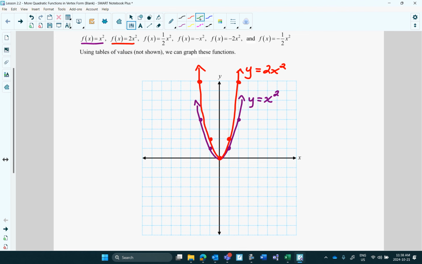What about half x squared? Well, again, starts at 0, 0. I go 1 across each way. How much do you think I'm going to go up? Normally, I go 1 up, right? In the basic one. But this is telling me to go half of 1 up. So a half.